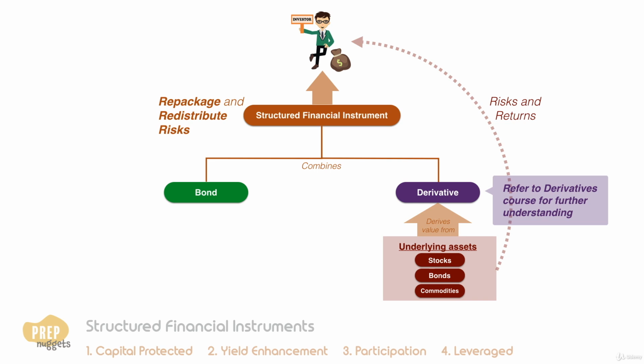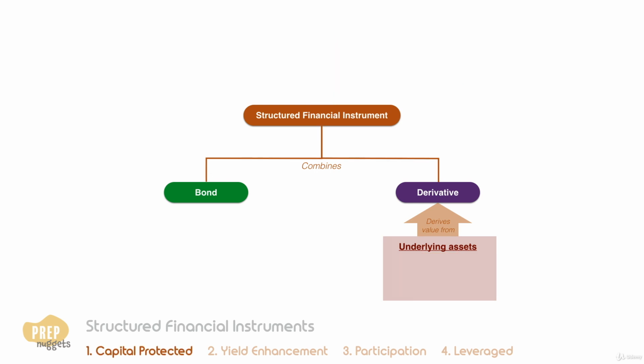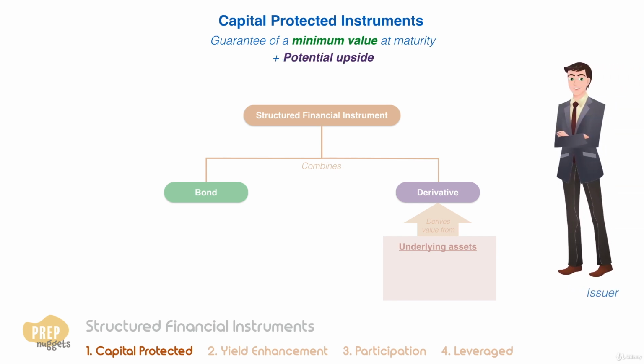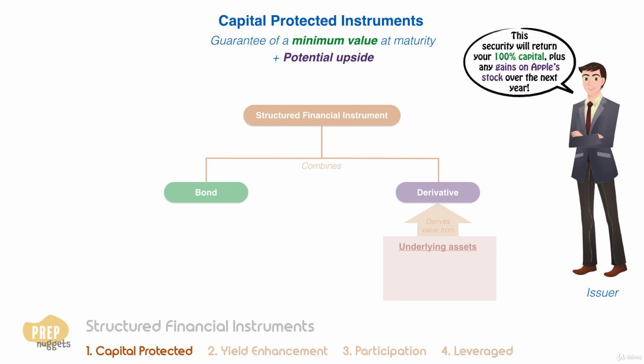The CFA curriculum categorizes such structured financial instruments into four broad categories. The first category is capital-protected instruments. Such an instrument offers a guarantee of a minimum value at maturity as well as some potential upside gain. For example, an issuer can promise to return 100% capital after 1 year plus a percentage of any gains on Apple stock over the year.